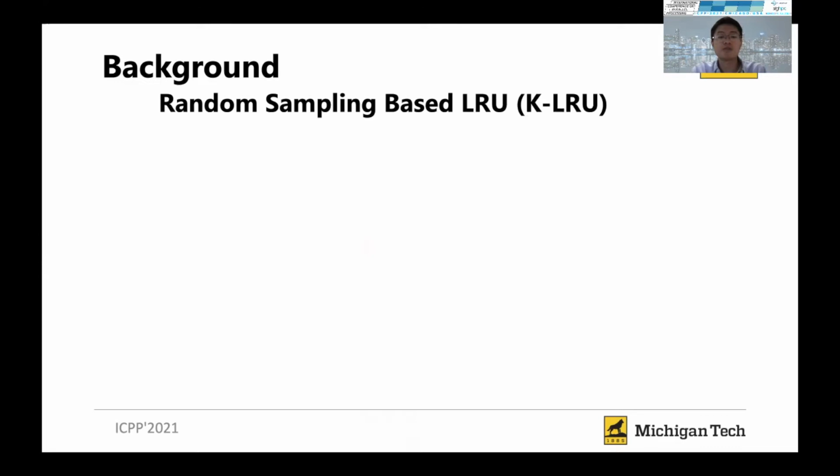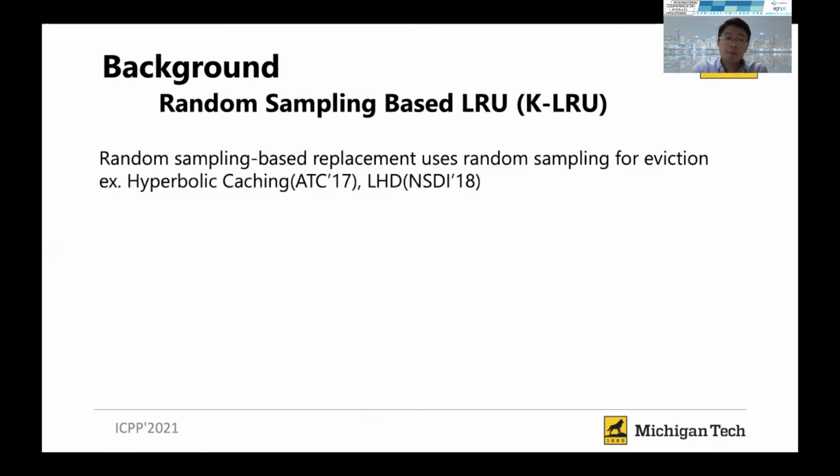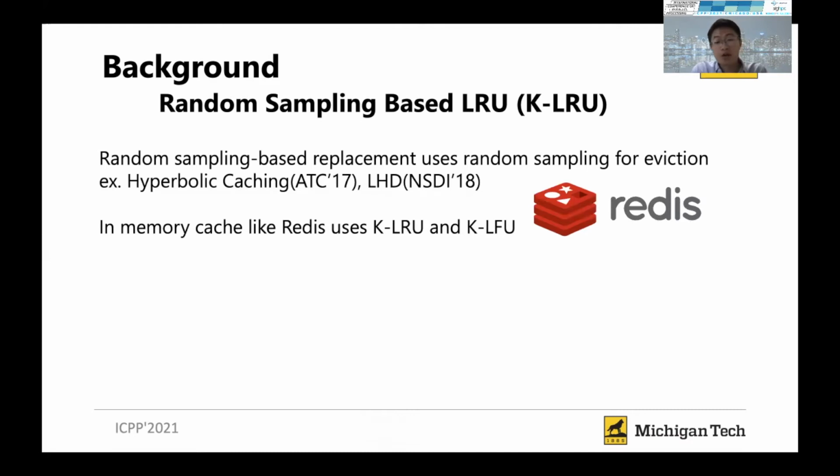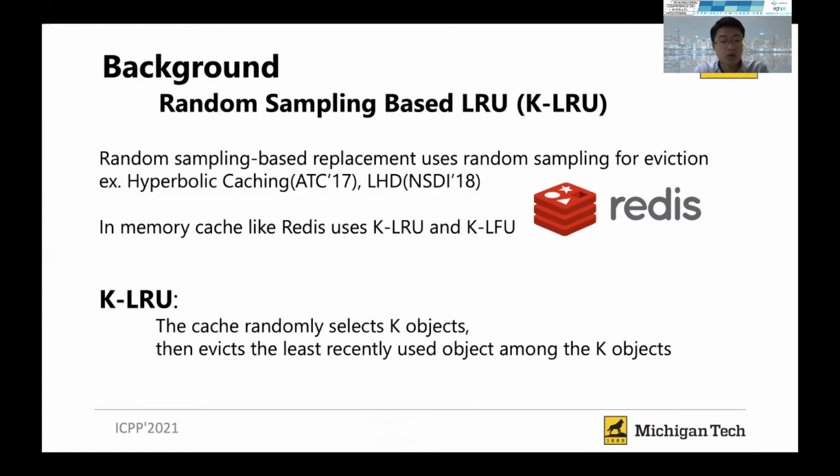Before we proceed further to our work, let's briefly talk about random sampling-based replacement. Random sampling-based replacement policy uses random sampling for eviction, which decouples objects' priority from ordering data structure. Many existing works, such as Hyperbolic caching and LHD, use such techniques to remove overhead from ordering data structure. In-memory caches like Redis implement both its LRU and LFU based on random sampling mechanisms. So in this work, we particularly focus on the random sampling-based LRU policies. For simplicity, we call it K-LRU.